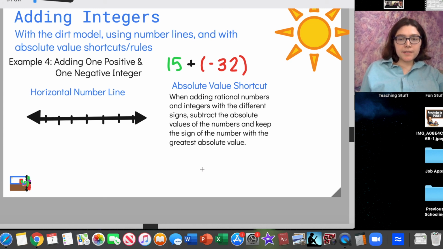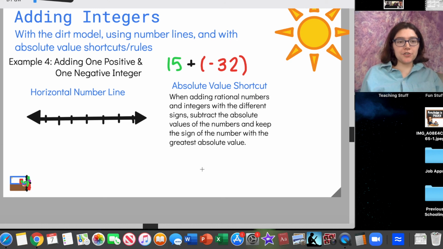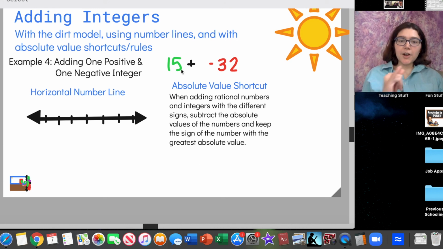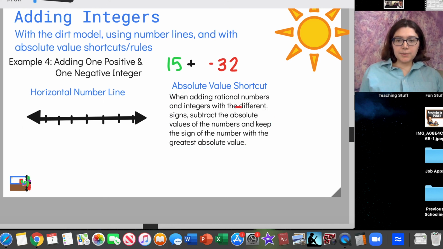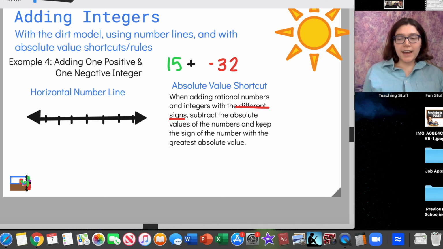So for our final example, we're again going to be adding 1 positive and 1 negative number. Here we have positive 15 plus negative 32. So here we have 1 positive and 1 negative. So we are adding rational numbers with different signs. And when we do that, we subtract the absolute values of the numbers and then keep the sign with the greatest absolute value.